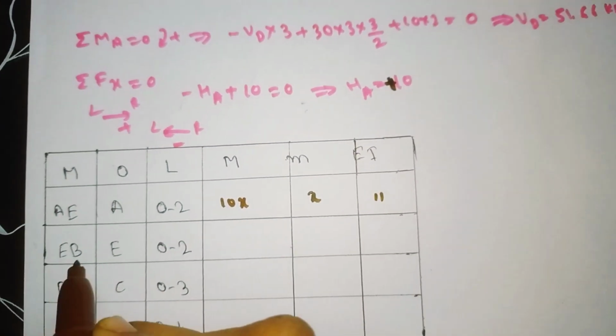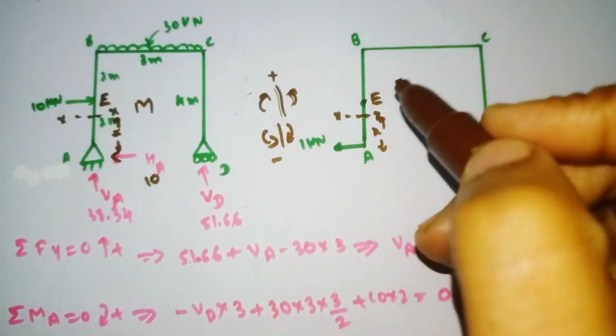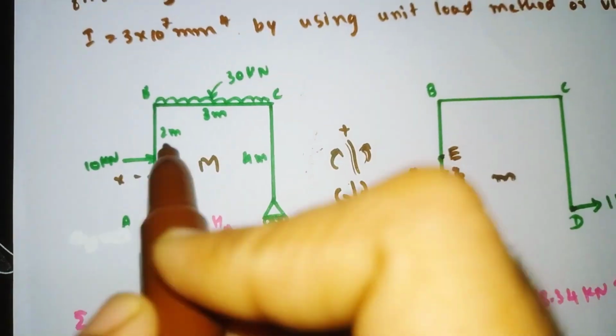So for EB we have taken the origin as E.